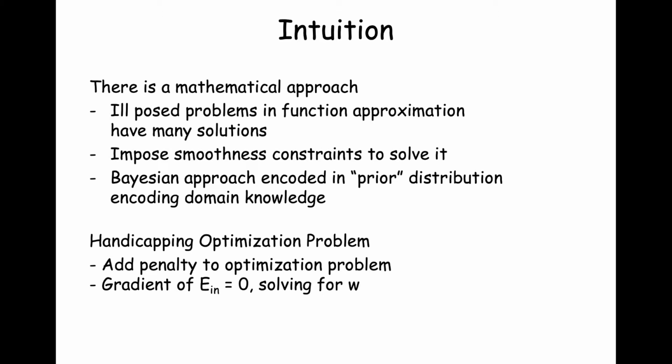handicapping your optimization problem. What you'll see in our considerations is that you add a penalty term to the optimization, and that penalty term guides the selection of feasible solutions by your optimization, such that it prefers solutions that are smoother. So you add a penalty term to your optimization, and then you calculate the gradient of in-sample error, trying to drive that to zero, solving for the weight vector that satisfies the gradient of Ein equal to zero, but also minimizes at the same time the penalty term that you've added.